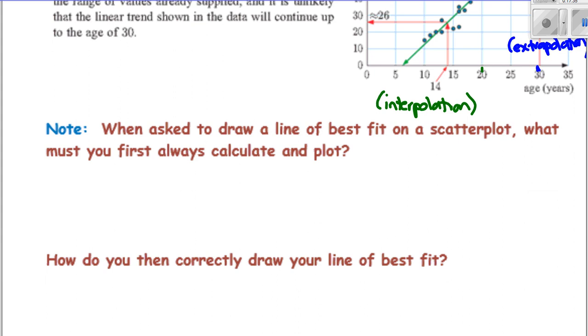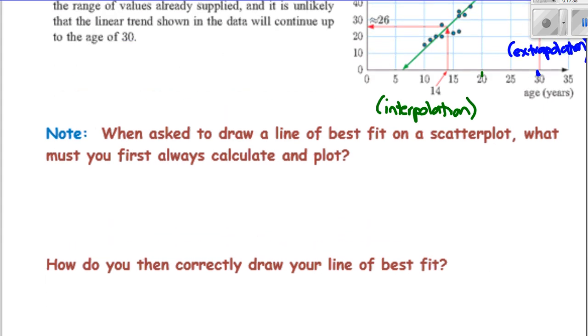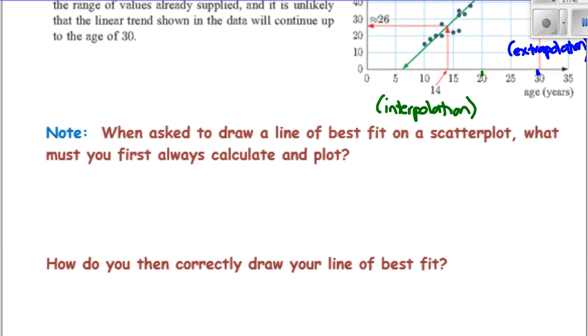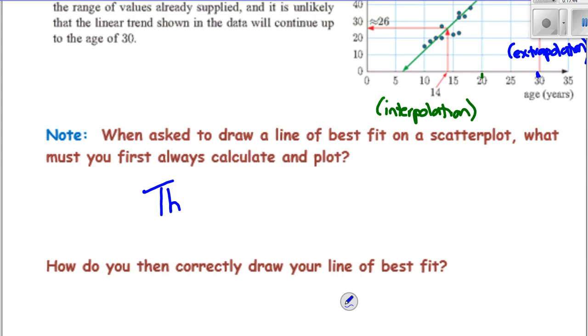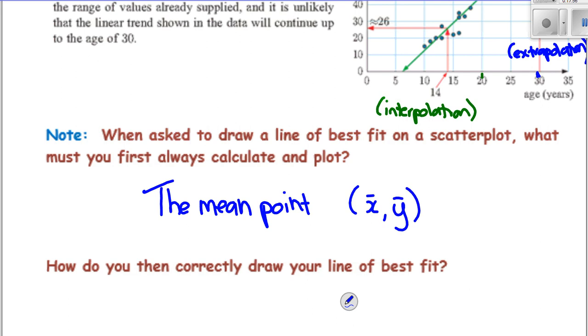Note, when asked to draw a line of best fit on a scatter plot, what must you first always calculate and plot? As we said before, the mean point. You might not have had to do that in past years. The mean point is a coordinate where you've got the mean of x calculated and the mean of y, and that forms your coordinates. So this one's the mean of y, and the other one is the mean of x.